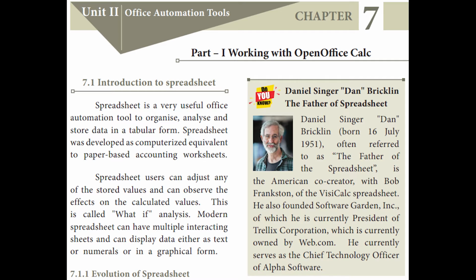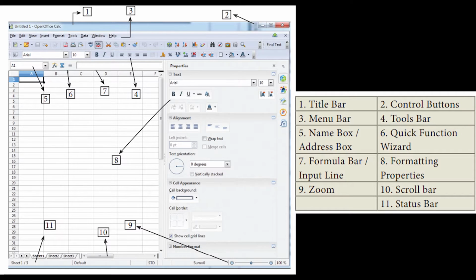You will be learning the parts of the OpenOffice Calc window, as we saw in Writer. Here also you will have the title bar at the top, control buttons, and the menu bar. In the menu bar you will have File, Edit, View, Insert, Format, Tools, Data, Window, Help and so on. Then there are the standard toolbar and the formatting toolbar. You will be learning all about these.